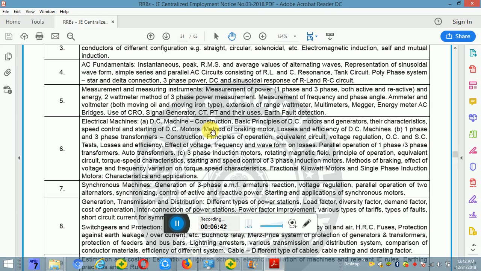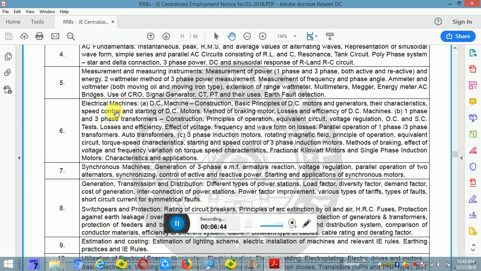And next is electrical machines. So electrical machines, regarding all machines, DC machines means both DC motors and DC generators. Construction and basic principles of DC motors, characteristics of the motors and generators working on DC, and speed controlling and starting of DC motors, methods of braking motors, and losses and efficiencies of DC machines.